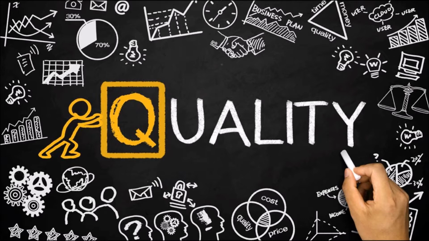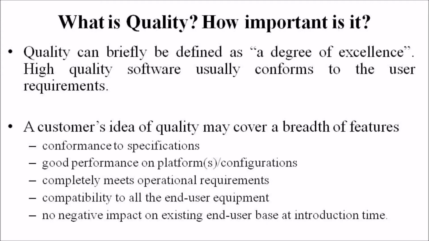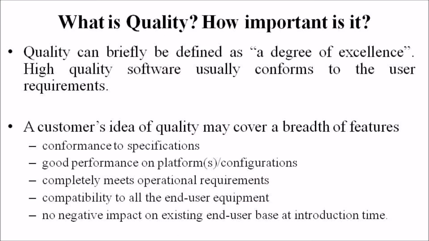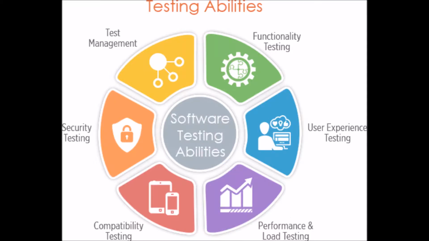When we come to the quality of a software, quality can be briefly defined as a degree of excellence. High quality software usually conforms to the user requirements, and customers' idea of quality may cover a breadth of features like conformance to specification, good performance on platform configuration, completely meeting the operational requirements, compatibility with all end user requirements, and no negative impact on the existing end user base at introduction time. If these points are considered, then we can tell that a software or product is a good quality product.